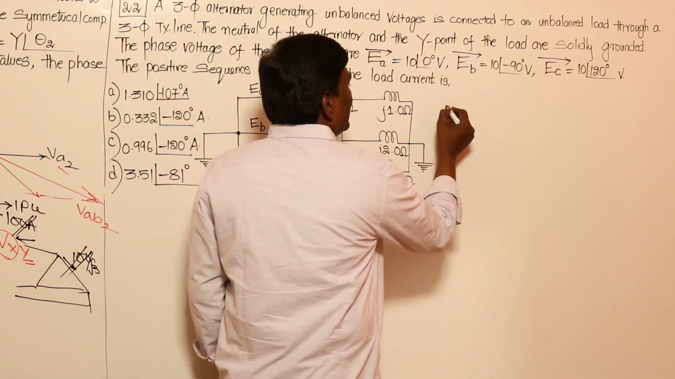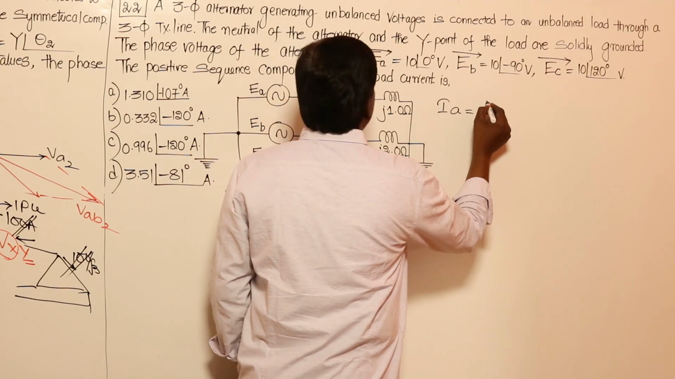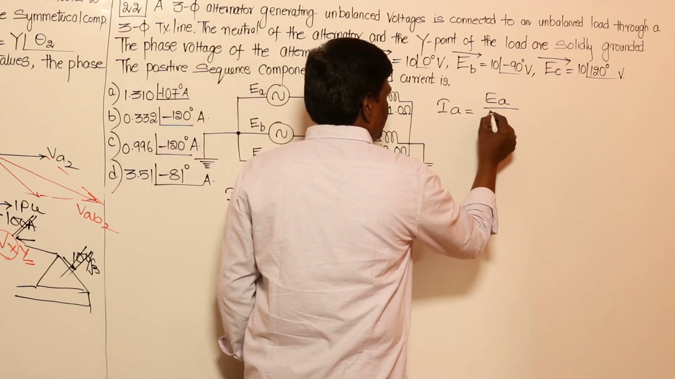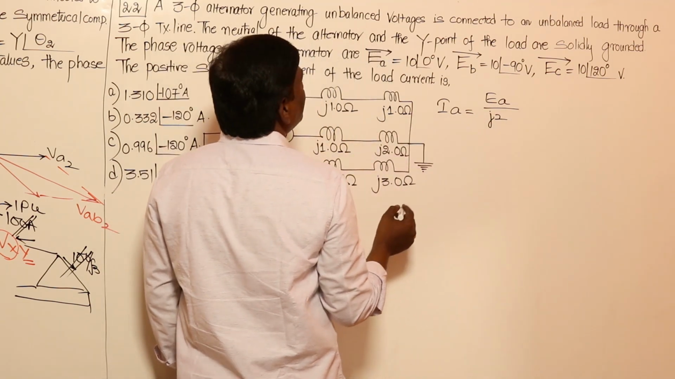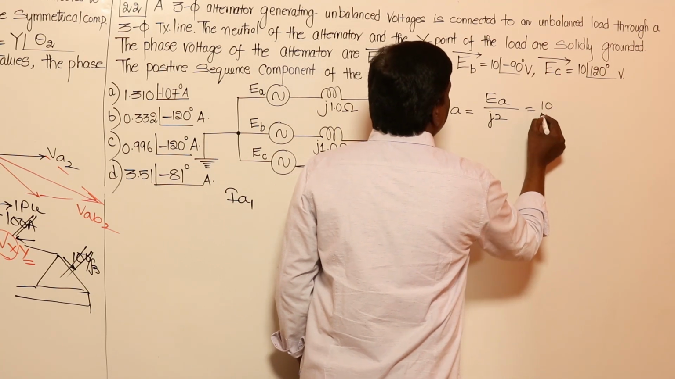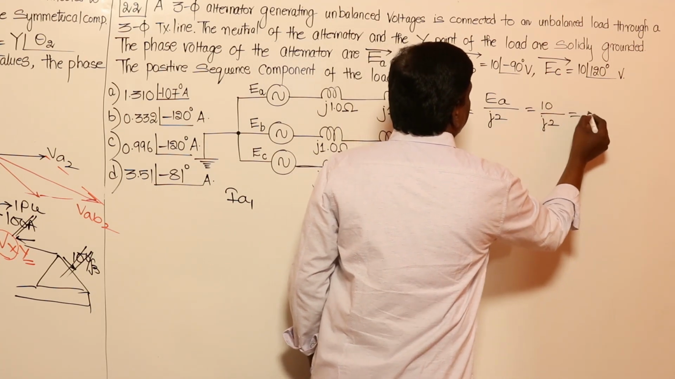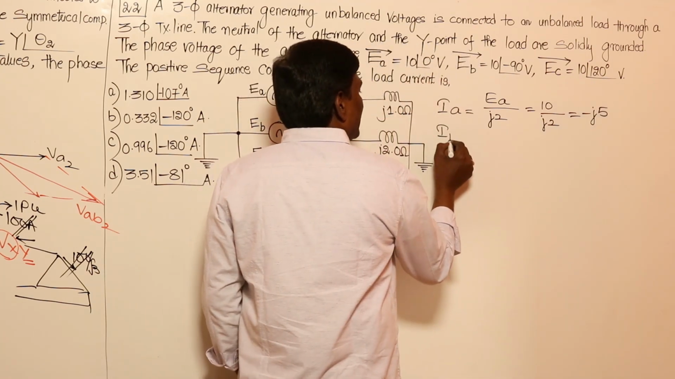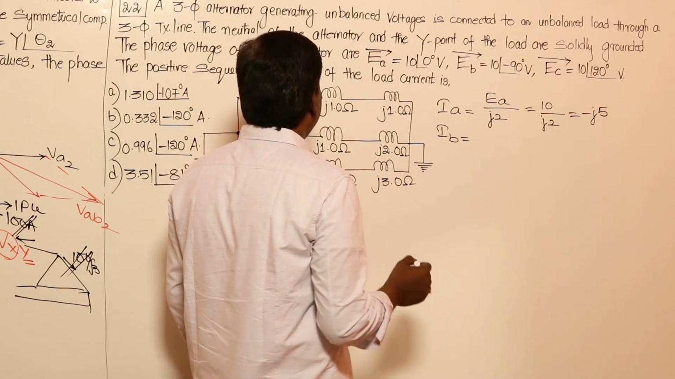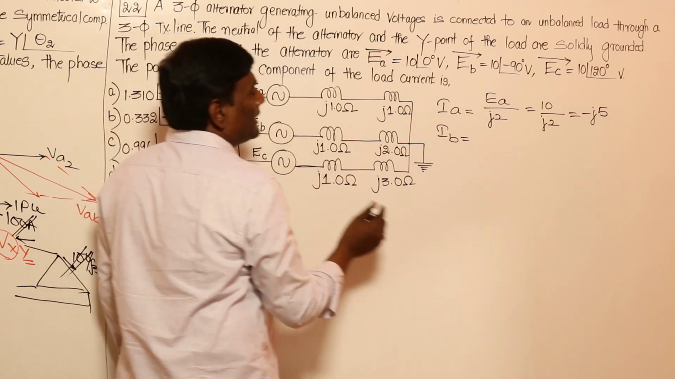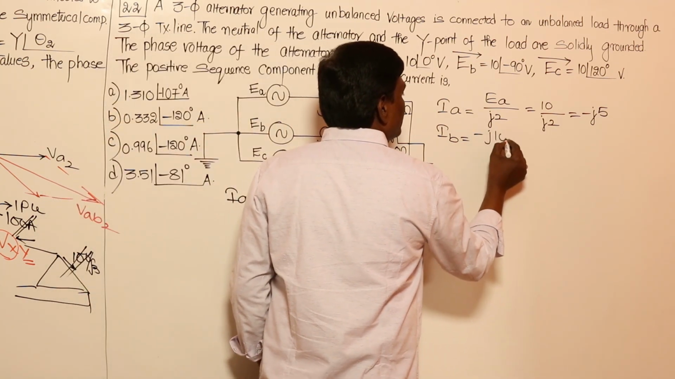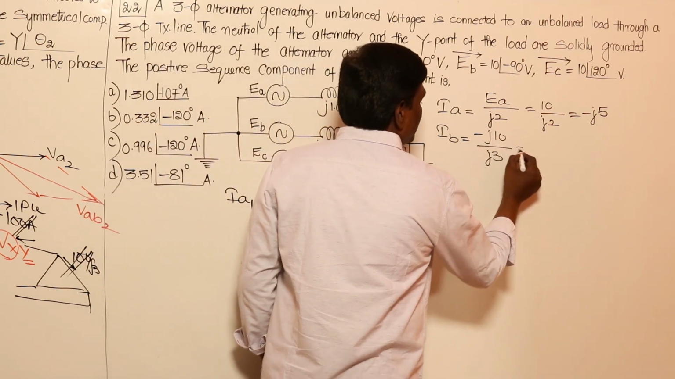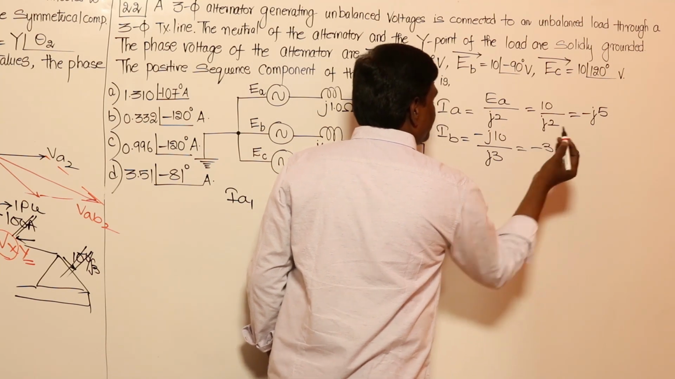So let us calculate IA. IA is going to be how much? EA divided by this plus this, that is going to be J2. So how much is EA given? 10 at an angle 0. So 10 divided by J2 is going to be minus J5. Now let me calculate IB. IB is going to be how much? EB by ZB. EB they have given 10 at an angle minus 90. So minus J10 divided by J3 is going to be minus 3.33.